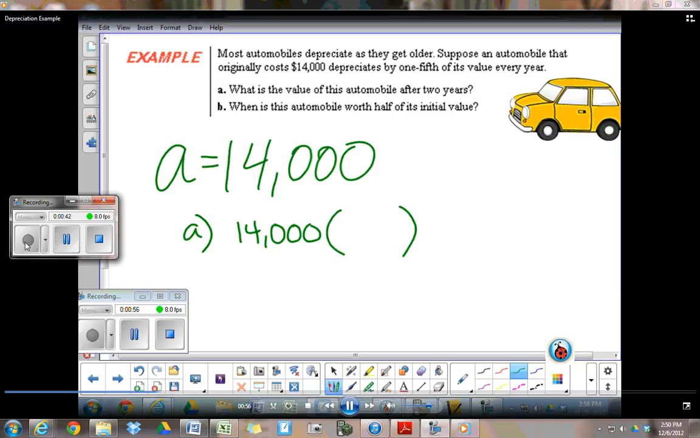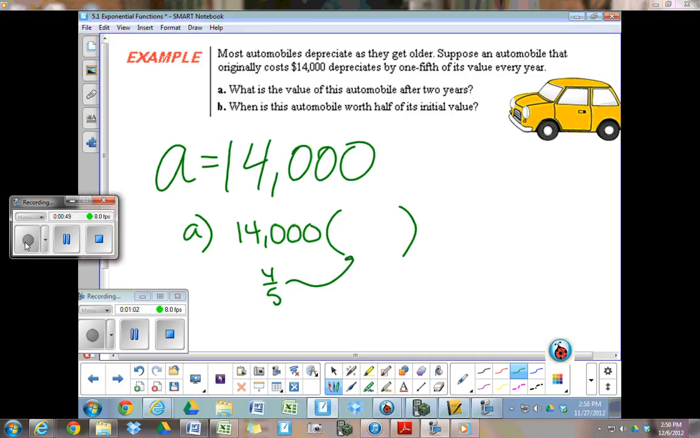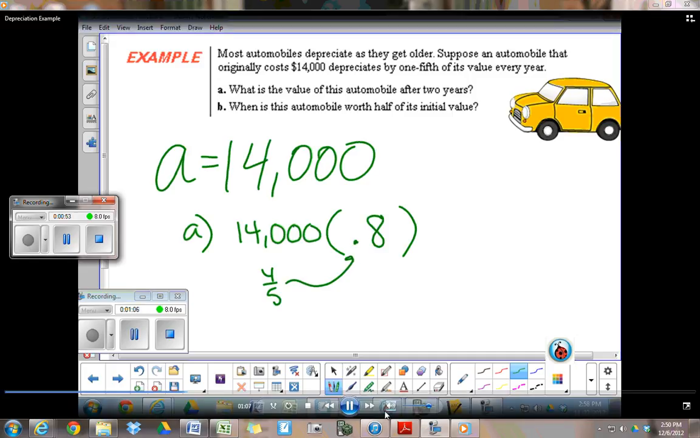In part A, they want us to find the value of the automobile after 2 years. And it says that it depreciates by 1/5 of its value every year. Since it's depreciating by 1/5, it's retaining 4/5 of its value from year to year. 4/5 is 0.8. So basically the car is losing 20% of its value and keeping 80% of its value. So that's why B is 0.8.